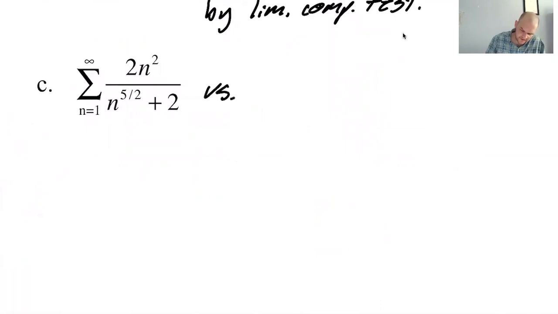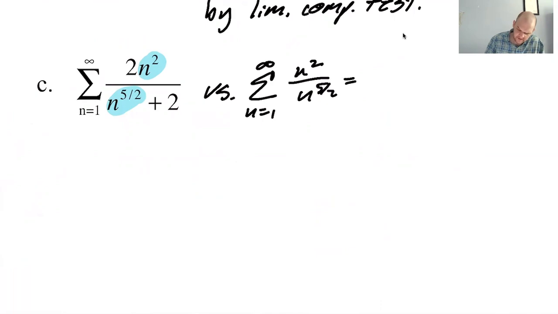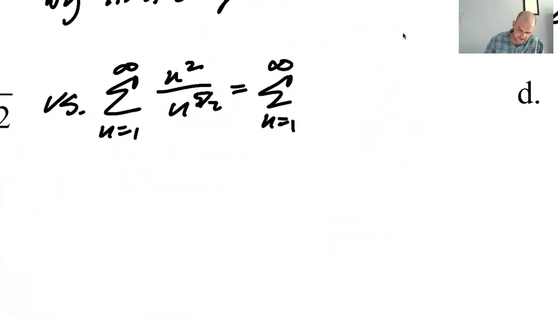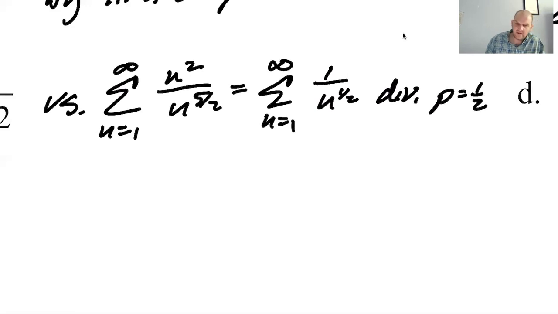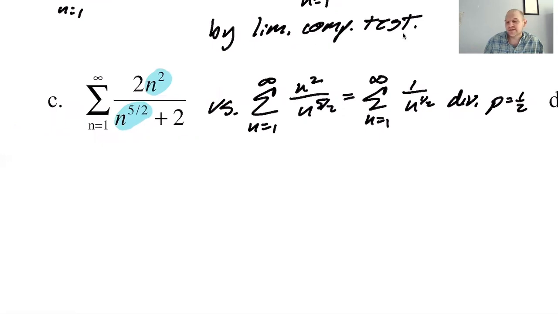All right, let's do dominant terms. What's dominant? Well, n squared dominates. So I'm going to compare it to n squared divided by n to the 5/2, which is 1 over n to the 1/2, which definitely diverges because p is 1/2. All right, so I know this thing definitely diverges.